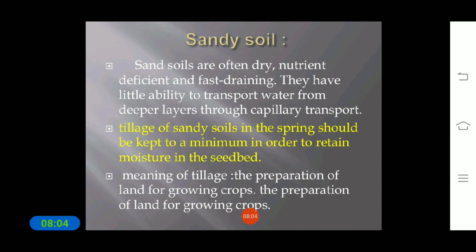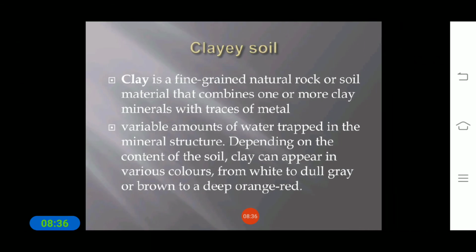The meaning of tillage is the preparation of land for growing crops. This is the process by which we make the soil ready to grow plants, and that is called tillage. So tillage of a sandy soil in the spring should be kept to a minimum in order to retain moisture in the seed bed.